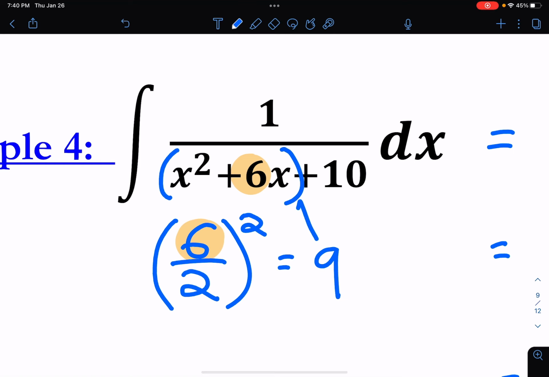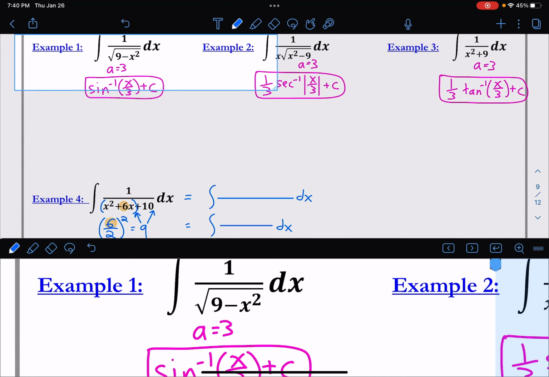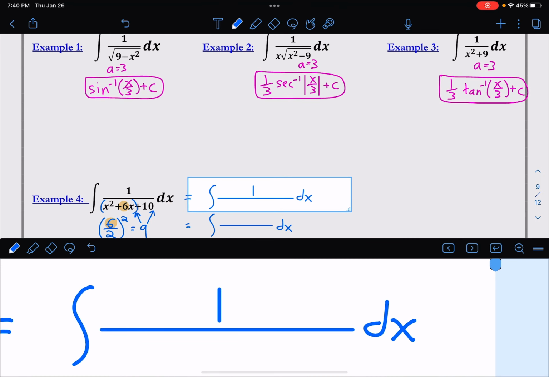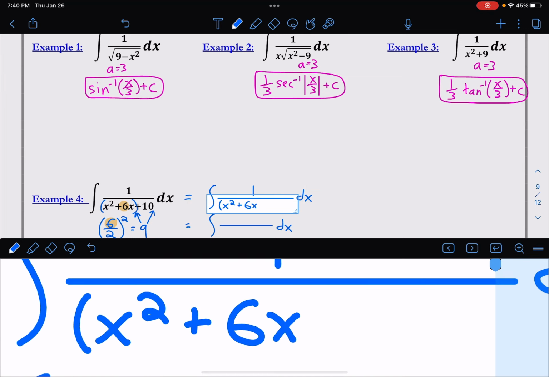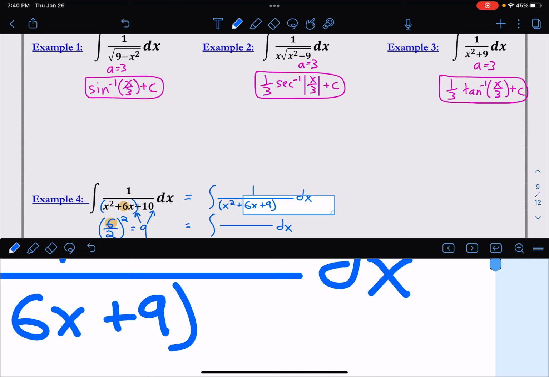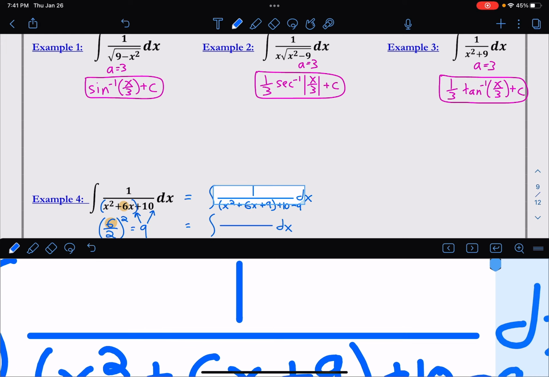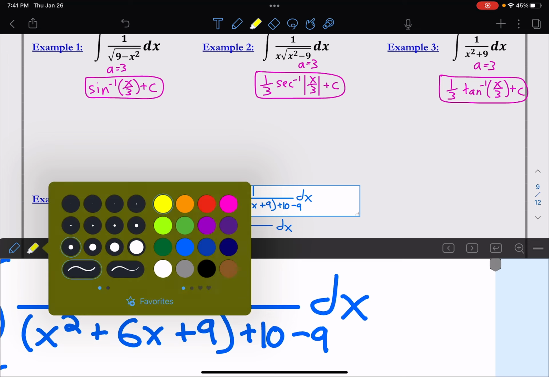Now, I'm going to take this 9 and add it into that parentheses, but if I'm going to add it there, I have to balance it out, and I'm going to subtract it from the 10. So let me show you what that looks like. We can rewrite this integral as the integral of 1 over the quantity x squared plus 6x plus 9. So that's my perfect square trinomial there. And then I have the plus 10, but because I added 9, I'm going to have to subtract 9 here in order to get this denominator to balance out.